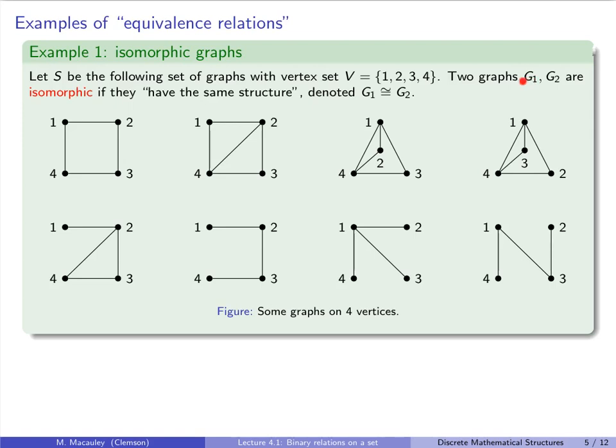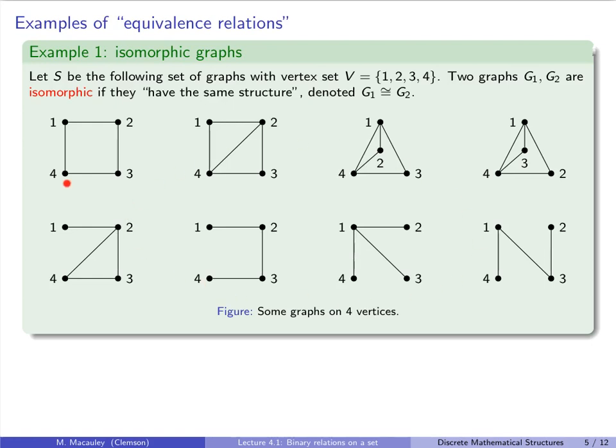So 2 graphs, G1 and G2, are said to be isomorphic if they have the same structure. And I'm not going to formally define that. We will do that probably later in the course. But we will denote this with this congruence relation: G1, this equal sign with a little squiggly on top, G2. And so let's go over which of these are equivalent to each other and which ones are not.